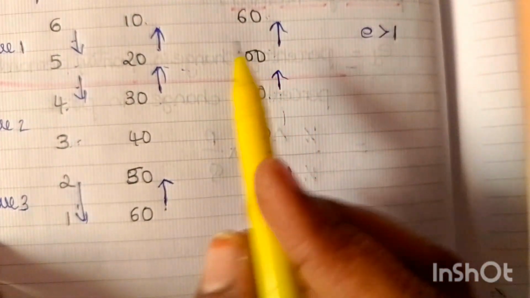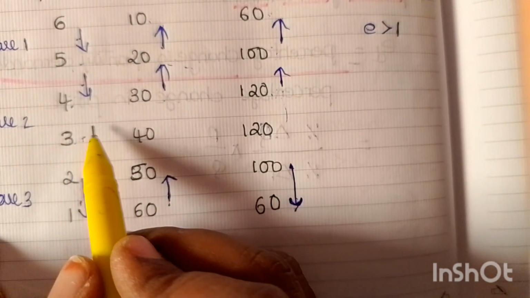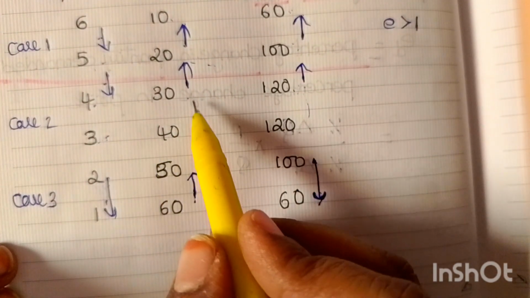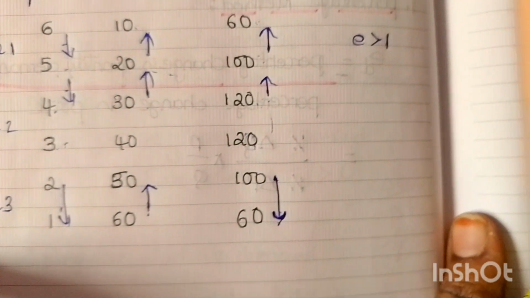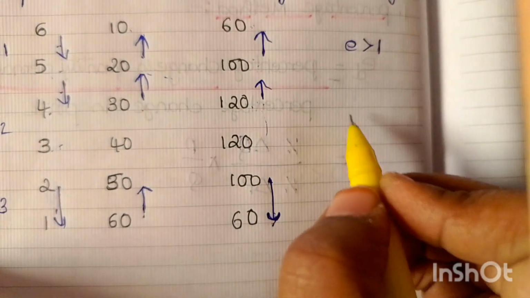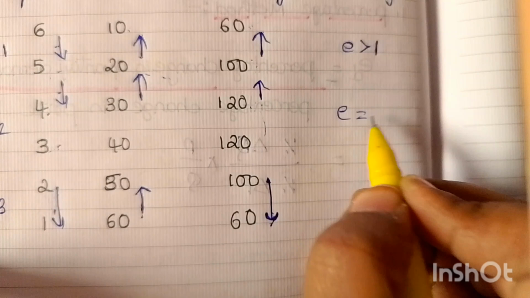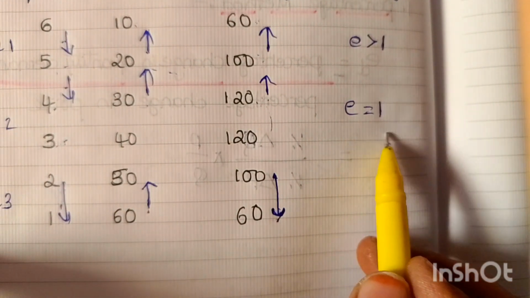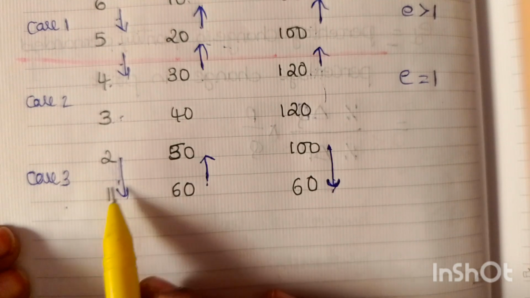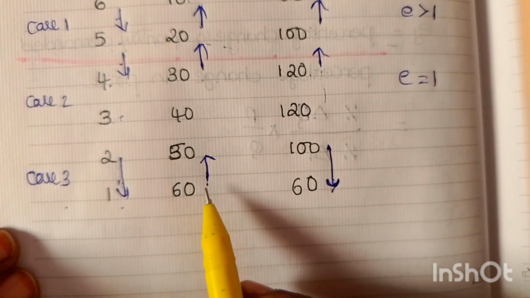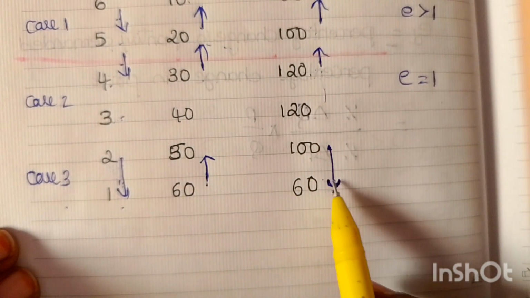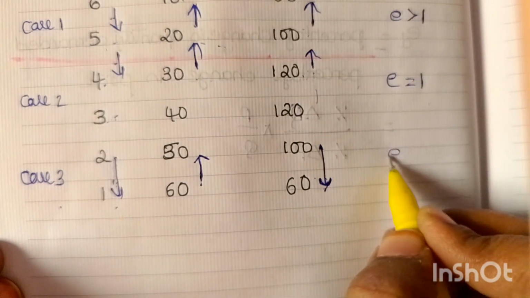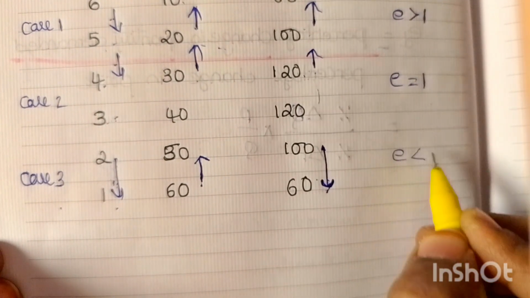Okay, and coming to case 2, here the price decreases and the quantity of demand increases, but total expenditure does not change, it is a constant. So in this case elasticity is equal to 1. Okay, that is unit elasticity. And coming to case 3, here the price is decreasing, the quantity of demand increases, but the total expenditure also decreases. In this case, the elasticity of demand is less than 1.